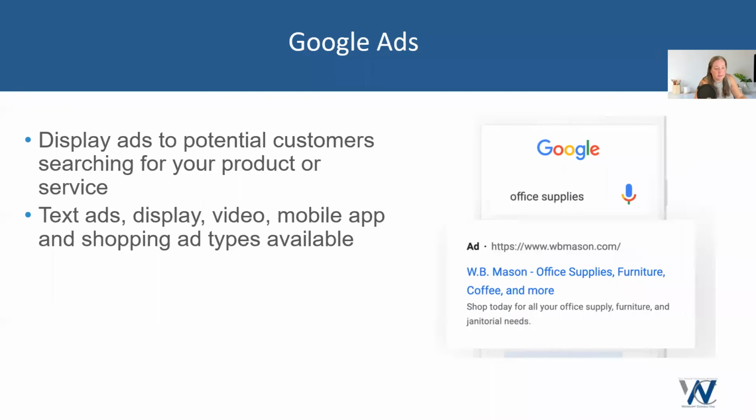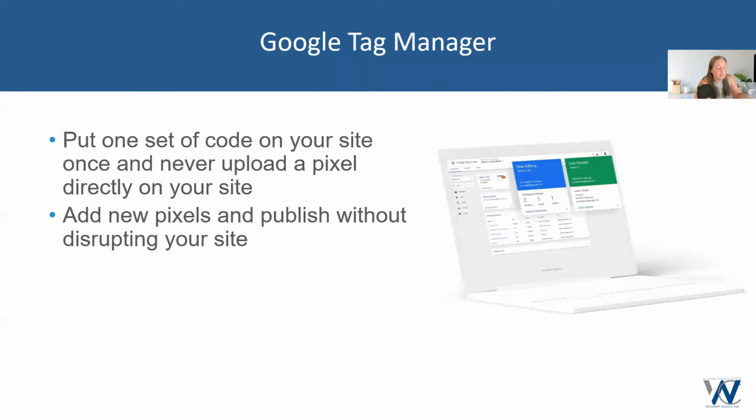Okay, next slide. And then Google Tag Manager. So if you've ever done any type of advertising, if you've ever used the Facebook pixel, Google Analytics, all of these are considered pixels or tags that need to go on your site so that it's collecting information. With Google Tag Manager, basically you put one set of code on your site and then you never have to upload another pixel to your site. So you don't disrupt your site. What you do is you publish it through Google's interface and add pixels there.